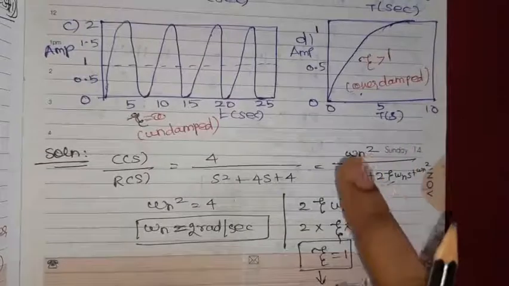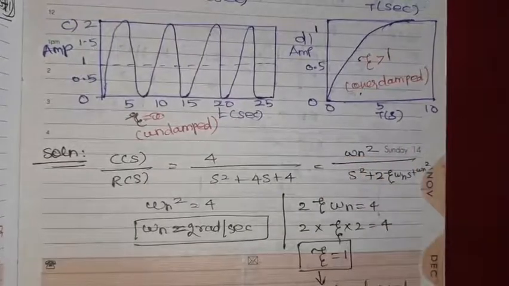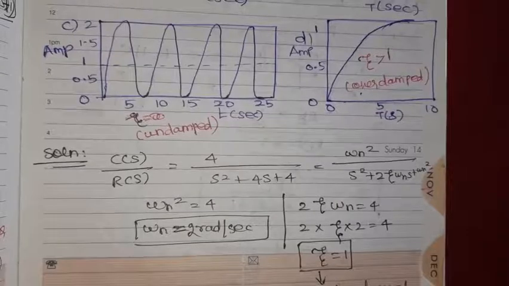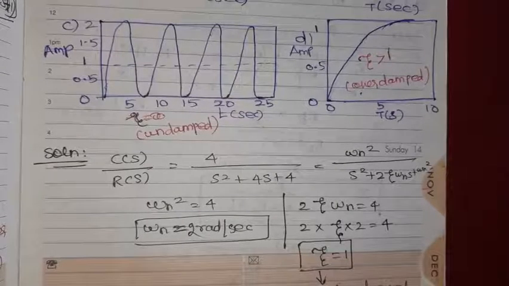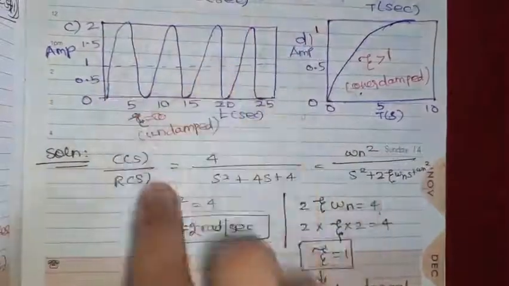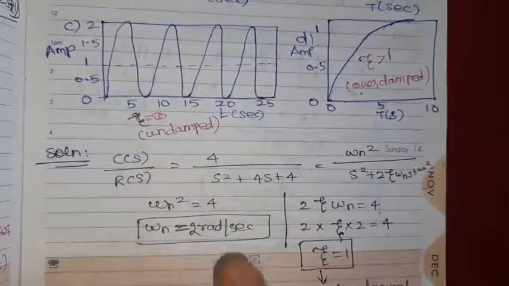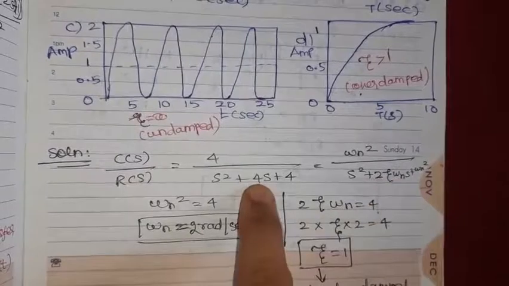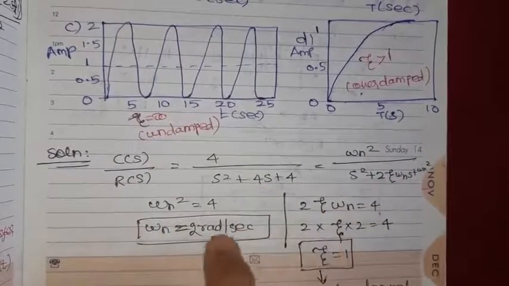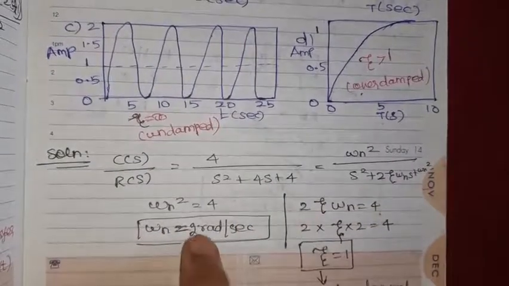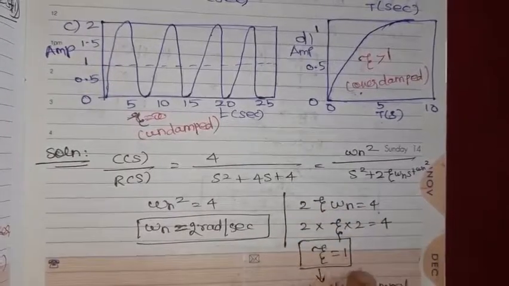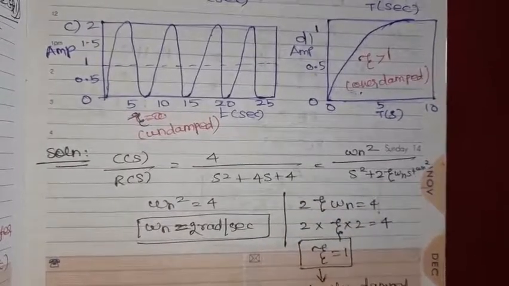Then we need to find out zeta value. From the zeta value only we are going to find out which damping. So from the damping condition we can identify the figure, and from the figure which will be the correct one. So 2 zeta omega n is equal to 4. What is zeta value? Sorry, omega n value is 2. Substitute 2 into 2, this and this get cancelled. So zeta equal to 1.